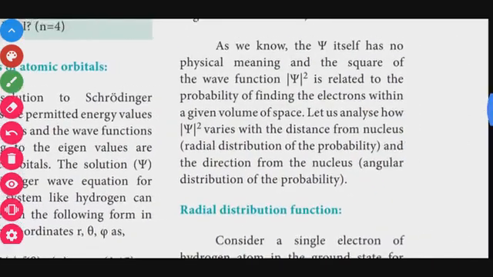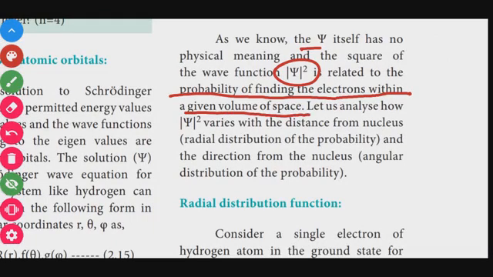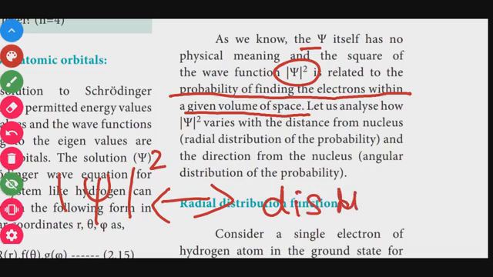Okay, இப்போ next நம்ம பார்ப்போம். As we know, psi itself இதுக்கு மீனிங்கே கிடையாது. Psi itself has no physical meaning. Square of the wave function, psi square, is related to the probability of finding the electron within a certain volume of space. So how do psi square values vary with the distance? இது நம்ம எப்படி கண்டுபிடிப்போம், the relationship between the value of psi square and the distance from the nucleus.